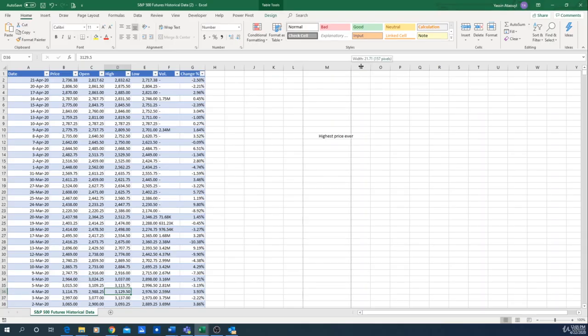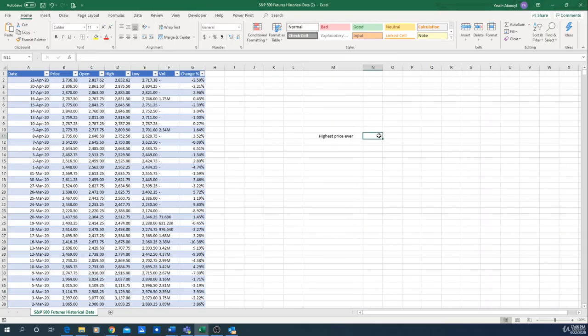So how do we find it? Very simple. Simply go here and we'll write down max. So we look for the highest value on our highest prices. So this is the highest price ever. As you can see, it's $3,397. We'll do the exact same thing for the lowest price ever, since we are also looking for this.